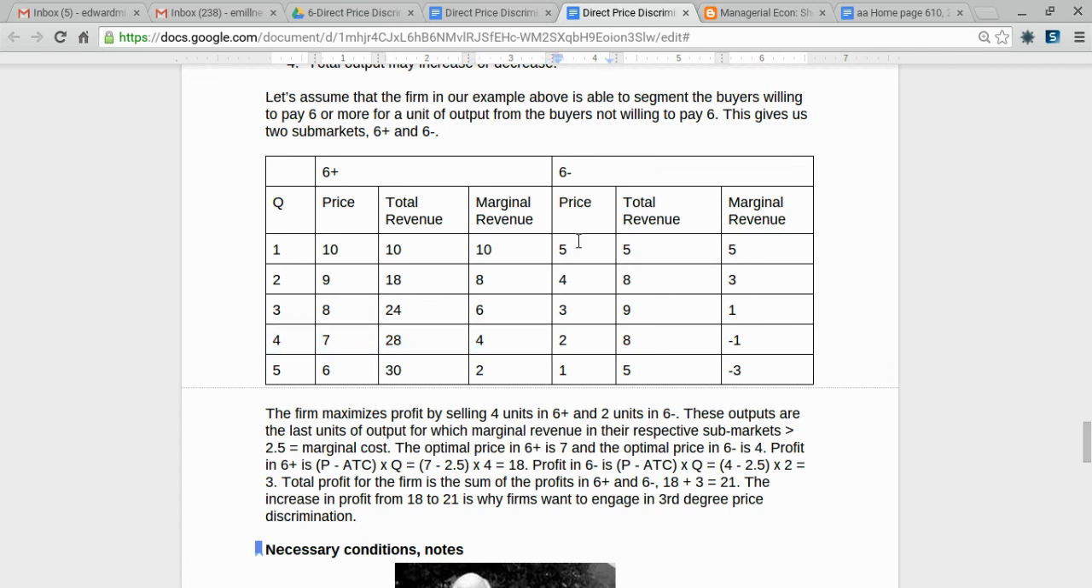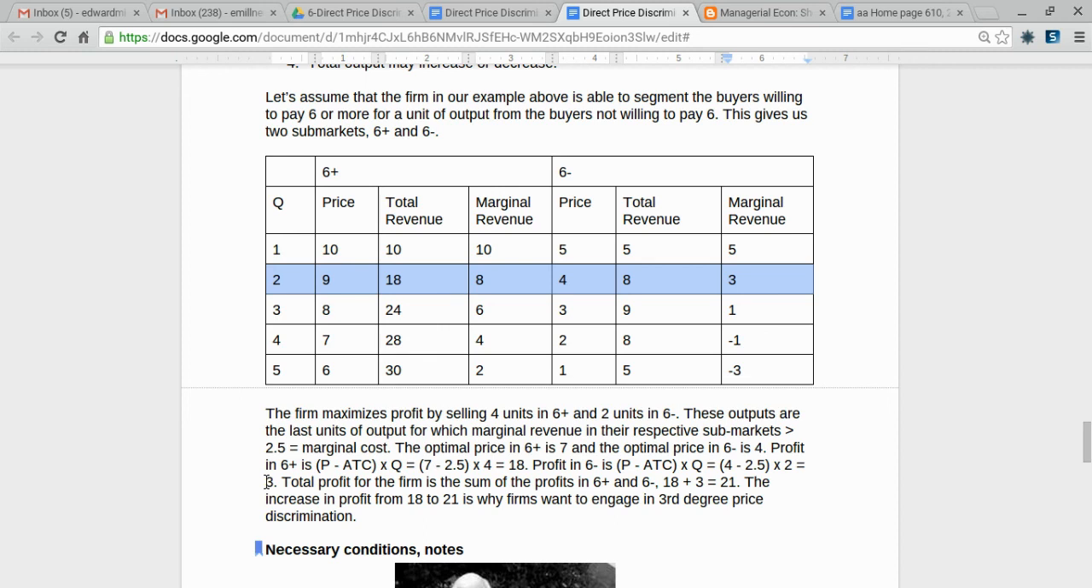What quantity maximizes profit in 6 minus? Well, marginal revenue of 5 is higher than 2.5. Marginal revenue of 3 is higher than 2.5. Marginal revenue of 1 is not higher than 2.5. So in submarket 6 minus, I want to sell 2 units, and I want to charge a price of 4. And if I do that, I'll make a profit of $3 in submarket 2.